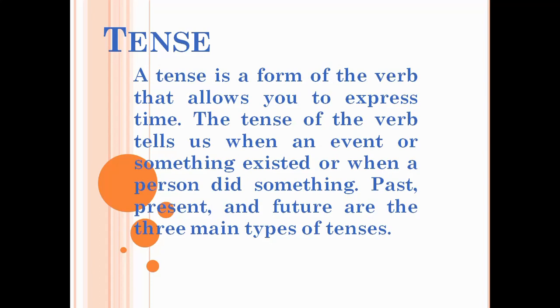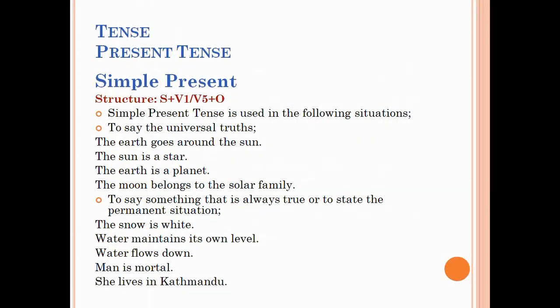Past, present, and future are the three main types of tenses. So, first of all, we are going to discuss present tense. So, present tense. Under present tense also, there are various branches. Simple present. At first we are going to discuss simple present.